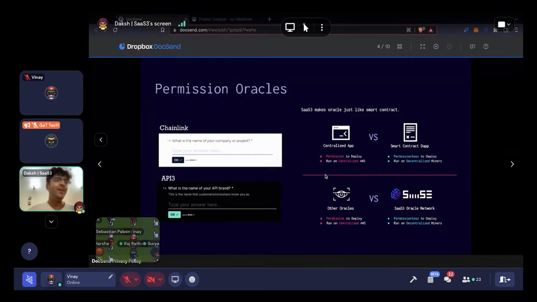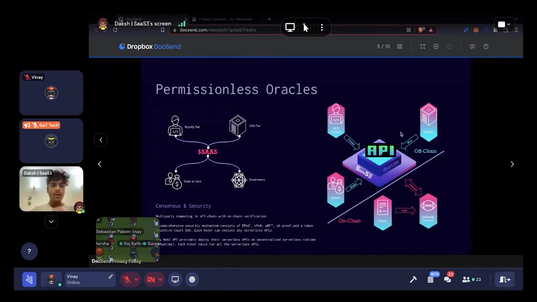We like to give a very good example: imagine if you had to take permission from Vitalik Buterin to upload smart contracts on the blockchain. That's not decentralization. It's similar to that. Why do you need permission for oracles? So we are building, as an analogy, oracles that are like smart contracts for blockchains. It's permissionless, decentralized, deploy and go, easy as that.